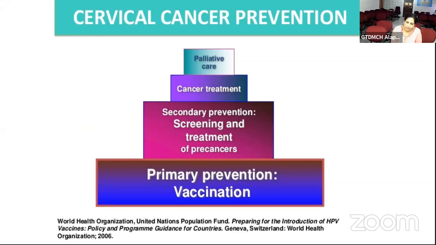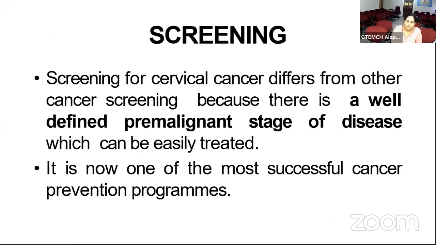So how will we go about cervical cancer prevention? The most important two cornerstones are primary prevention by vaccination and secondary prevention by screening and treatment of precancerous lesions. Because you know that from CIN to full-blown malignancy, there is a time lag of 8 to 13 years. We have to interfere in between. That is the importance of screening techniques. The screening.